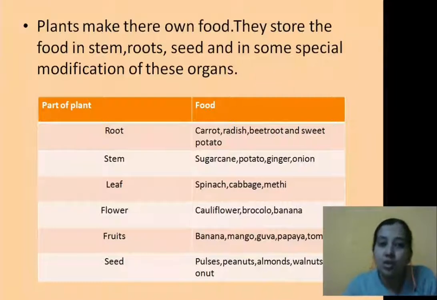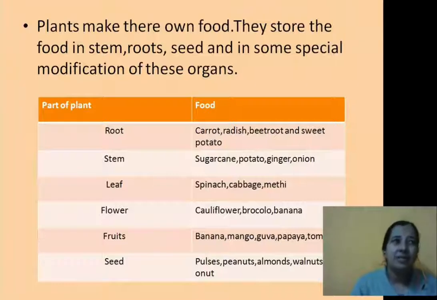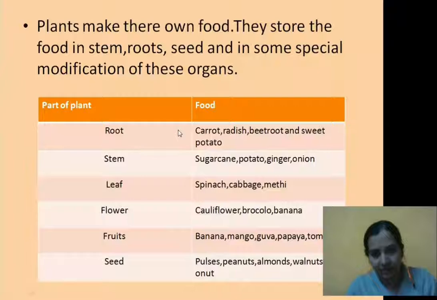So it is a root system there, modified root system. So here are some of the lists. Let's go through them. Root. Which all are the plants, or you can say the parts which we eat come from which part of the plant? Okay. Now root. Which all we eat there?